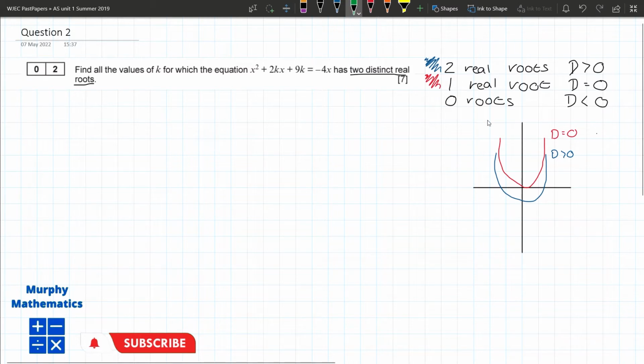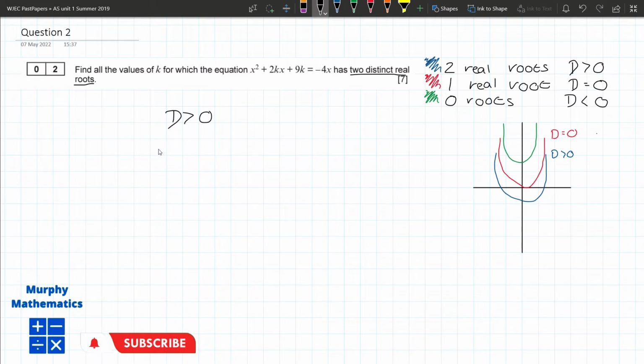And then our last scenario is when we have 0 roots. I'll do that in green, and that is when the curve doesn't go near the x-axis, so it doesn't intersect the x-axis. Great, so that's our first part, and we know that d is greater than 0, so that's the useful part here.